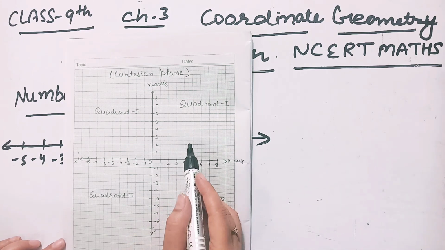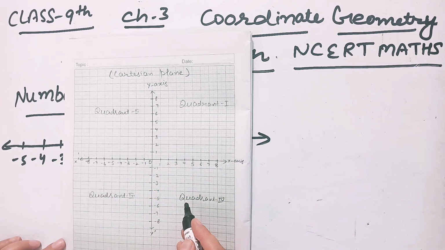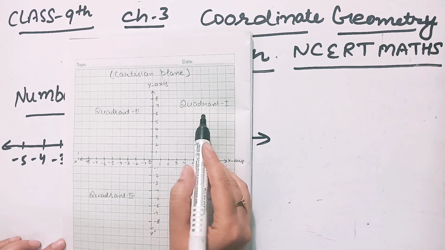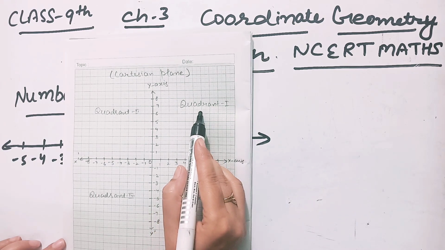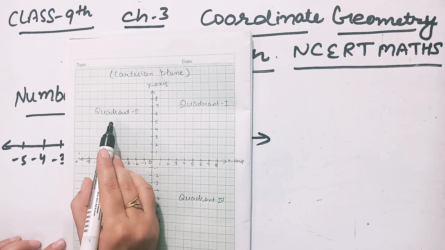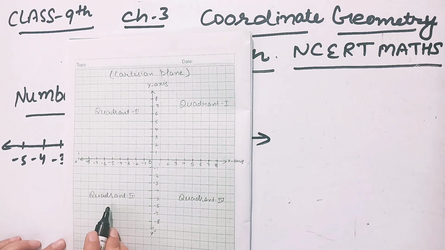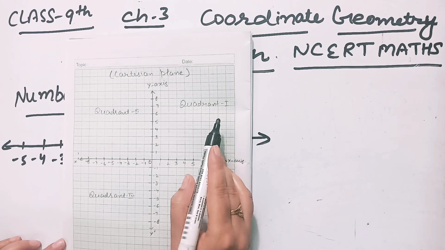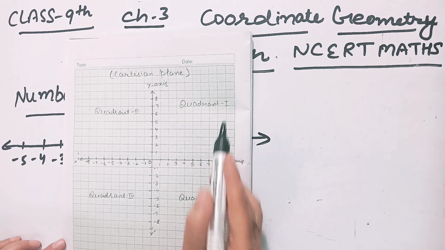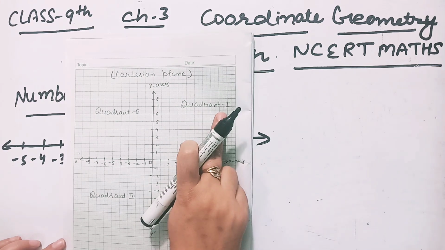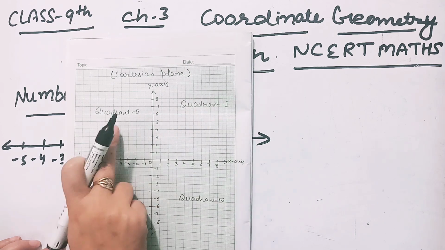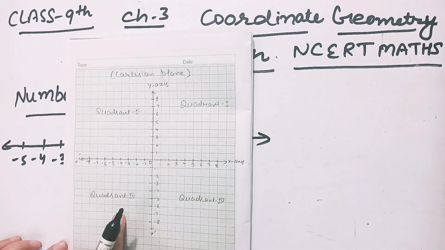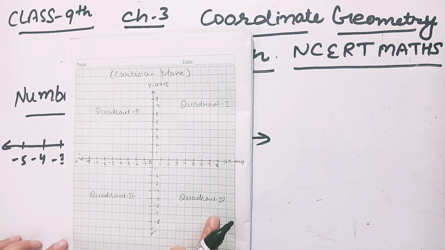This Cartesian plane is divided into four parts. These four parts are called quadrants. This is the first quadrant, this is the second quadrant, this is the third quadrant, and this is the fourth quadrant. The positions will be the same. The first quadrant will be written here, not here. We cannot change these positions of the quadrants.